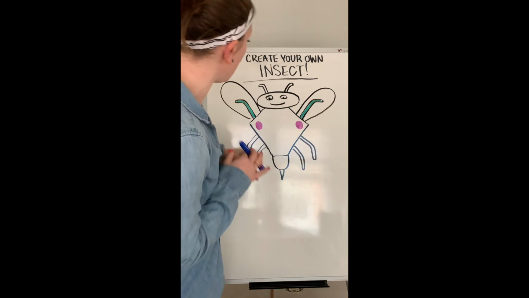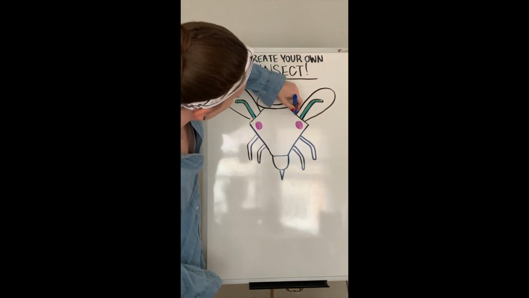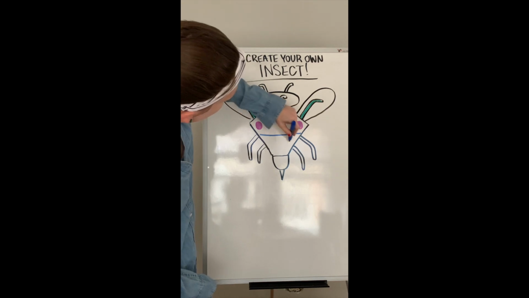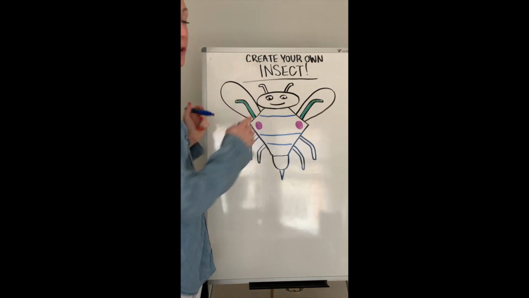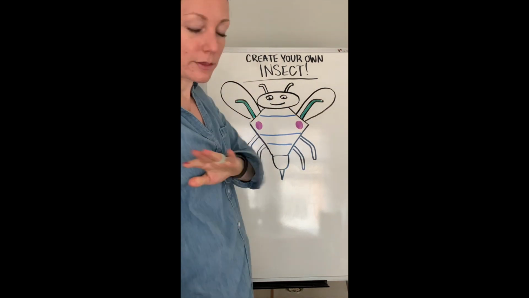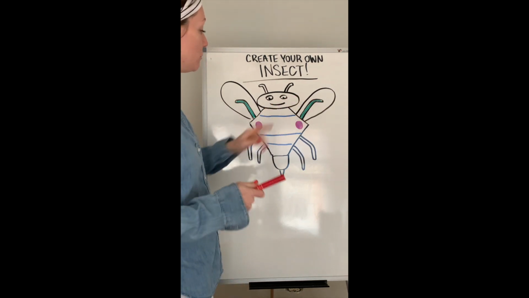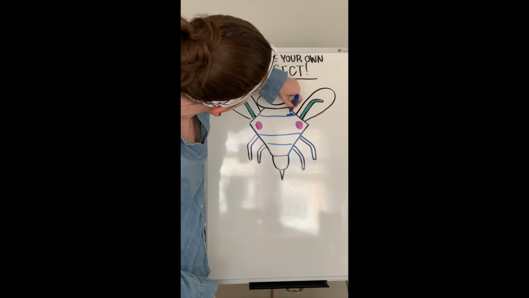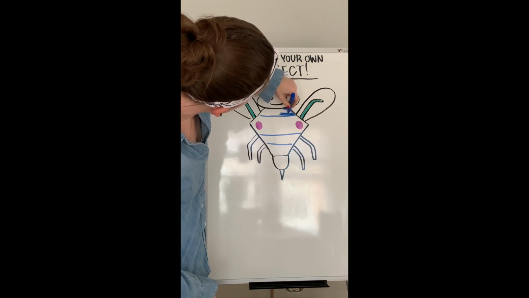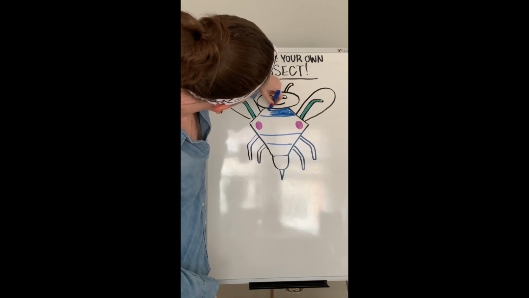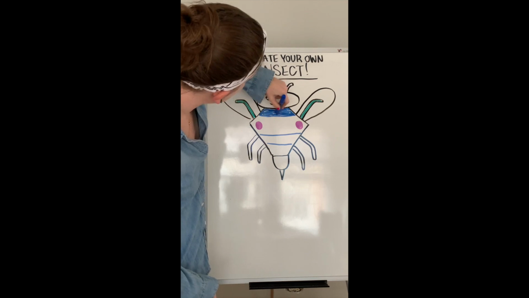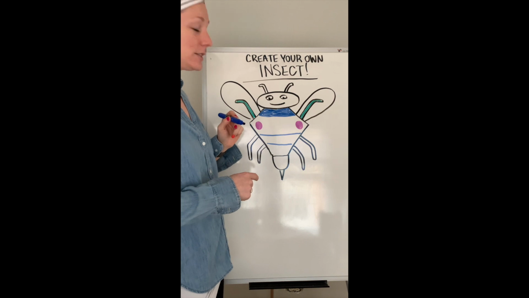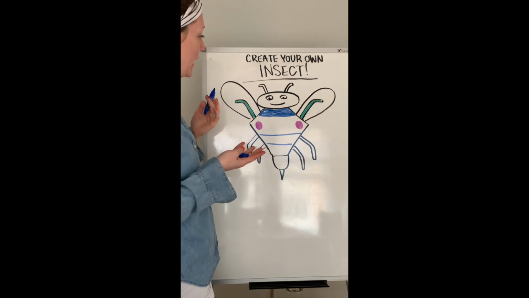Now I could take my bug and I can make stripes. And if I color in these stripes, I'm okay to color them straight across because the left and the right would be the same. So if I color in this top section with blue, is the left and the right the same? Yes, it is. So that's perfectly fine.